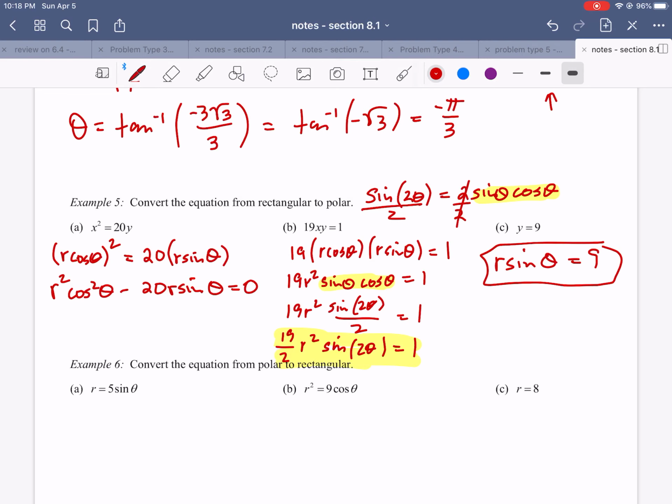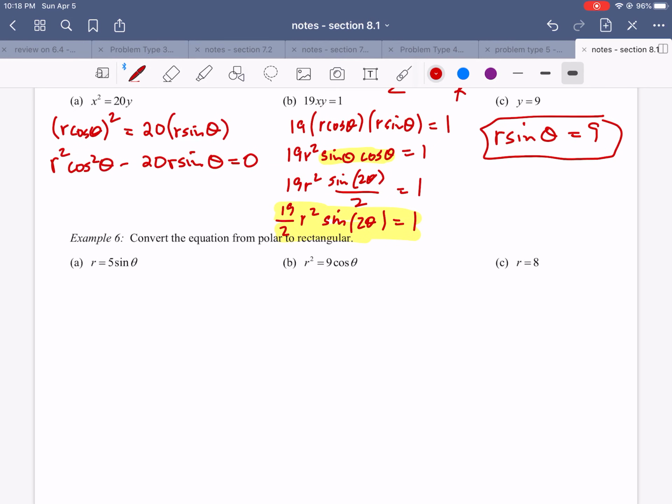Okay, in example 6, we're going to go the other direction. We have polar equations here in A, B, and C, and we're going to convert those to rectangular equations. What do I know? I know that r squared is equal to, not square root, I'm sorry about that, x squared plus y squared, without the square root, because I have a square on this right here. What else do I know? I know that x is equal to r cosine theta, and I know that y is equal to r sine theta. If you look at A, we're really close to being able to use some formulas.